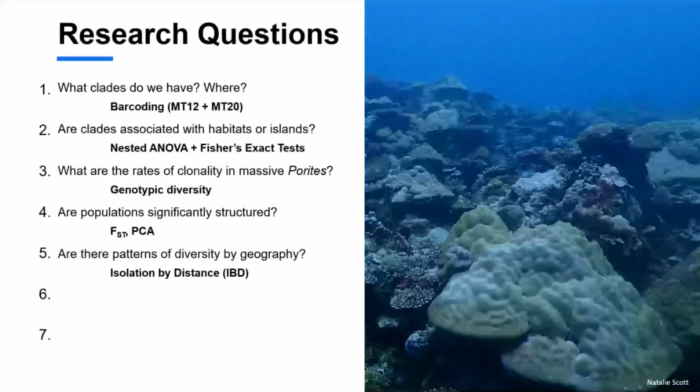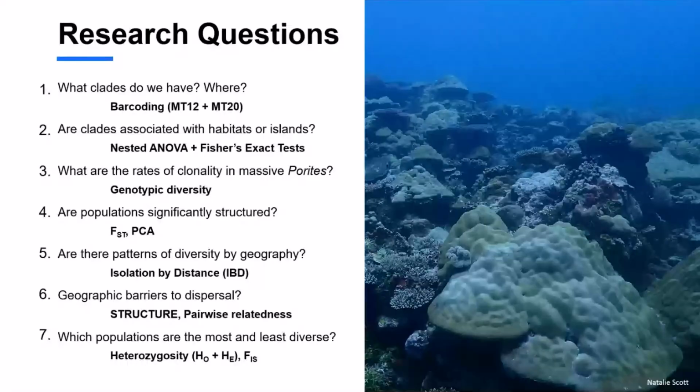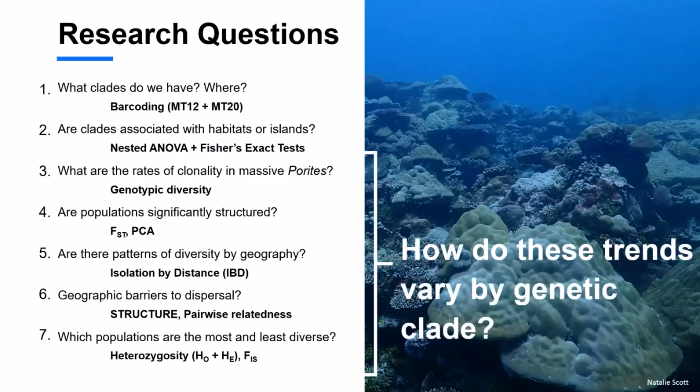Once we know a little bit more about population structure, is that structure following a pattern by geography? And to answer that question, we'll be looking at isolation by distance. Are there any geographic barriers to dispersal? Is that northern equatorial current that was highlighted in hydrographic modeling acting as a significant barrier? And to answer that, we'll be looking at both structure and pairwise relatedness results. Finally, which populations are harboring the most and least interspecific diversity? To answer that question, I'll calculate rates of heterozygosity as well as generating the statistic FIS. Lastly, I just want to point to this overall trend that I hope you keep in mind as we go, which is how are these trends varying according to genetic clade?